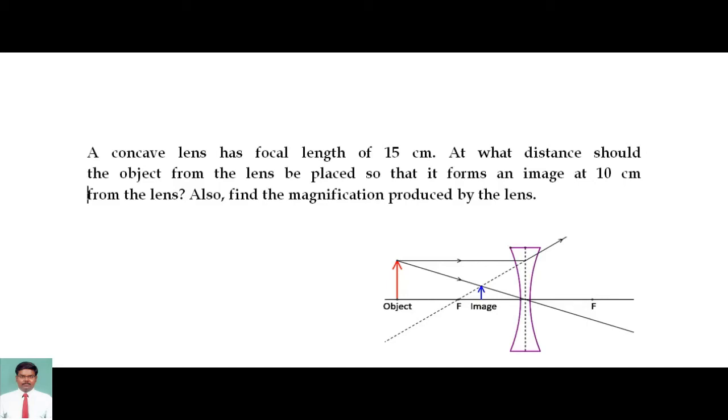A concave lens has a focal length of 15 centimeter. At what distance should the object from the lens be placed so that it forms an image at 10 centimeter from the lens? Also find the magnification produced by the lens.